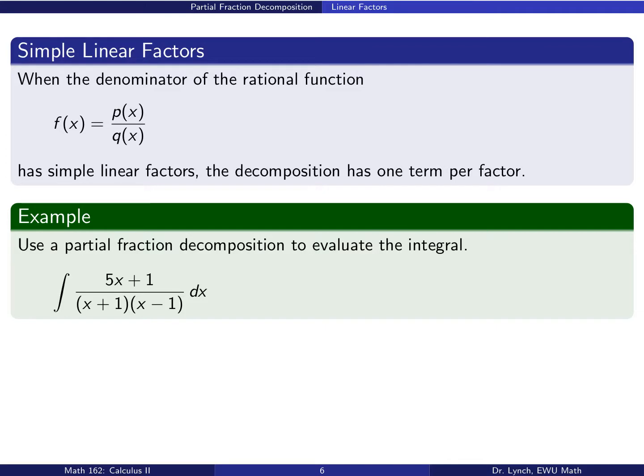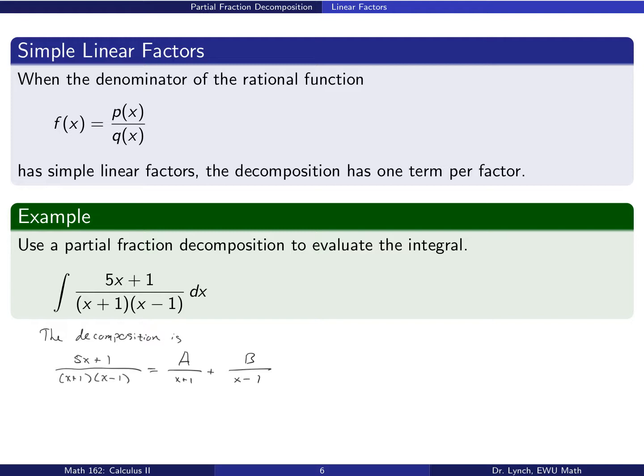So here's a perfectly good partial fraction decomposition for the integral of (5x + 1) divided by (x + 1)(x - 1). In this case, we see the denominator has two simple linear factors. So again, the partial fraction decomposition will have one term per factor. Here's what that decomposition looks like. The decomposition in this case has the form (5x + 1)/((x - 1)(x + 1)) equals some constant A over x + 1 plus some constant B over x - 1.